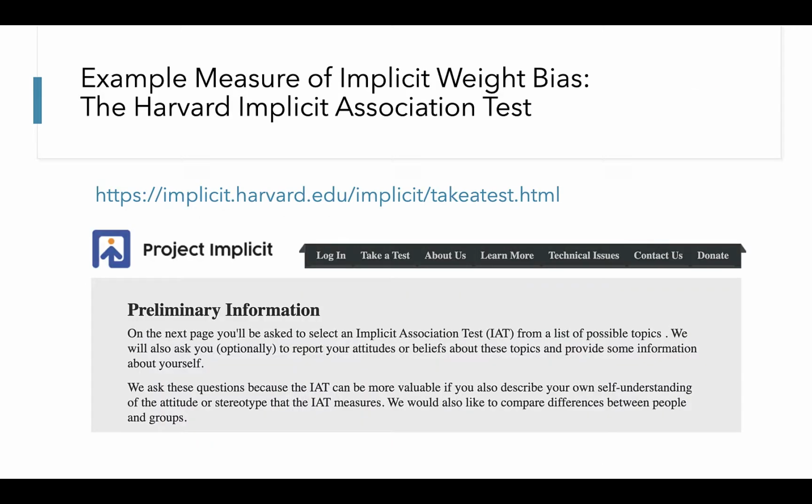An example measure of implicit weight bias are implicit association tests, which are tests where the respondent is asked to associate categories of things, like body shapes and sizes, with concepts or characteristics. And the test measures how quickly or easily you're able to relate concepts that may be more versus less congruent in your mind. A great example is the Harvard Implicit Association Test. I encourage you to visit this link and take this test so you can learn more about implicit weight bias.